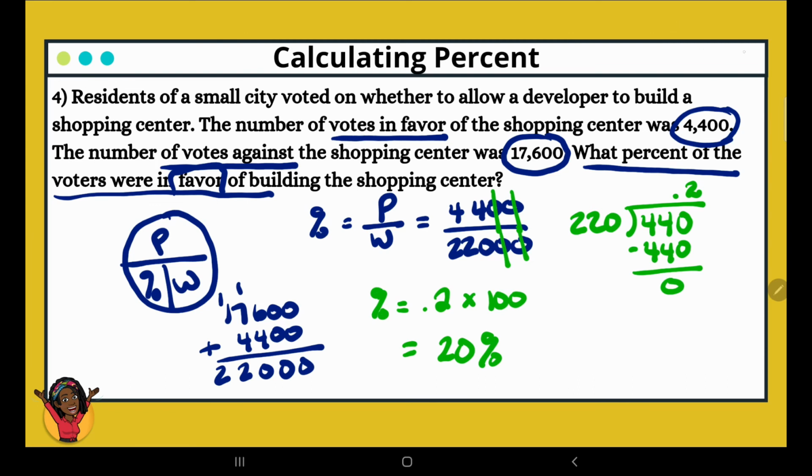So for those of you who need to see that 0.2 being converted, I move two decimal places to the right, 1, 2. I insert a 0 as a placeholder, and then I convert it to a percentage by adding the percent symbol. So our final answer is that 20% of the voters were in favor of building the shopping center.